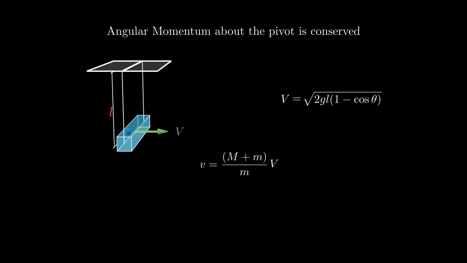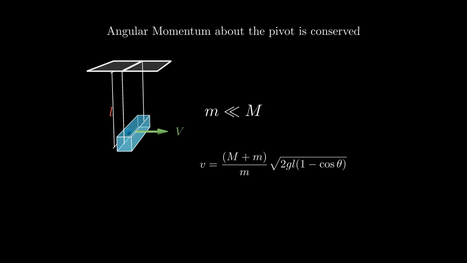We already found that capital V is equal to root over 2gL into 1 minus cos theta. If I substitute this value of capital V into the previous equation, I get small v as capital M plus small m divided by small m into root over 2gL into 1 minus cos theta. Now since small m is much less than capital M, we approximate small v as nearly equal to capital M by small m into root over 2gL into 1 minus cos theta.